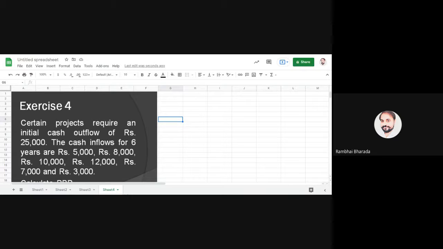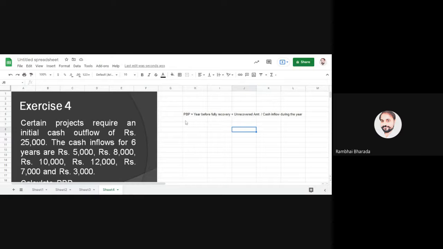Whenever we have uneven cash flow, we did question number 4 as per that calculation. What was the formula? When the cash flow is uneven, payback period is equal to the year before full recovery plus unrecovered amount divided by cash inflow during the year. This is the formula.